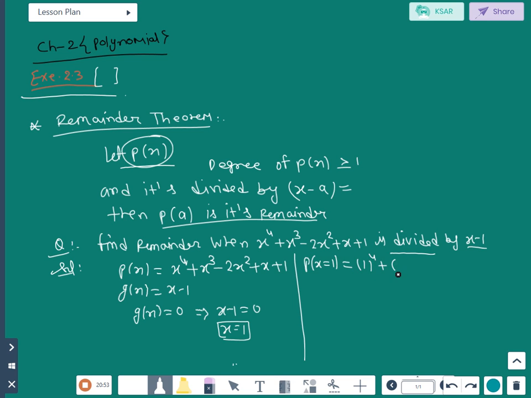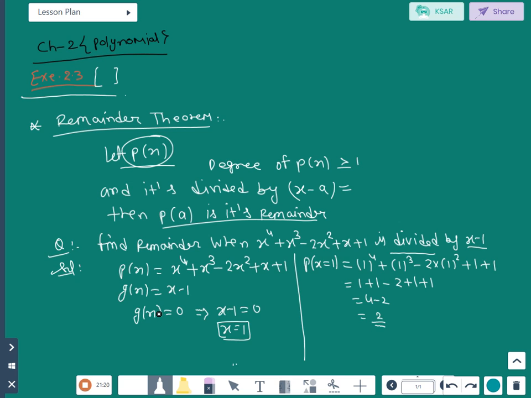सो p of 1 पुट करो. 1 power 4 plus 1 power 3 minus 2 multiply 1 power 2 plus 1 plus 1. 1 plus 1 minus 2 plus 1 plus 1. 1 plus 1 is 2, 2 plus 1 is 3, plus 1 is 4, minus 2, that is 2 will come. So directly we can find out the remainder. Understand? Any problem?